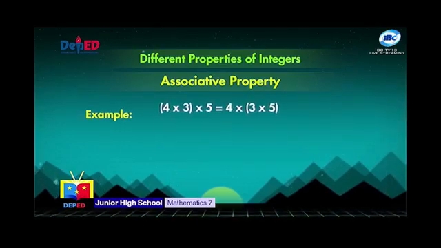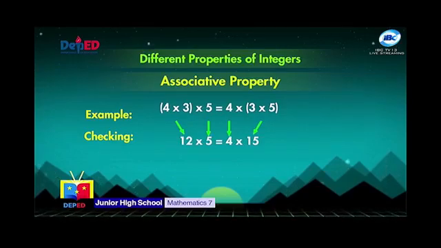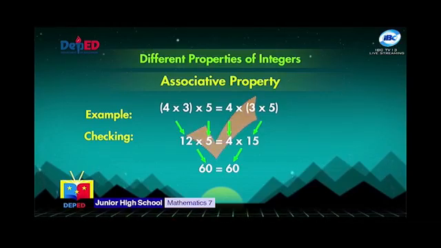Next example, the quantity of 4 times 3 times 5 is equal to 4 times the quantity of 3 times 5. Let us check if both sides of the expressions are equal. The quantity of 4 times 3 is 12, times 5, is equal to 4 times the quantity of 3 times 5, which is 15. Then 12 times 5 is 60. That is equal to 4 times 15, which is also equal to 60. Therefore, both expressions are equal.